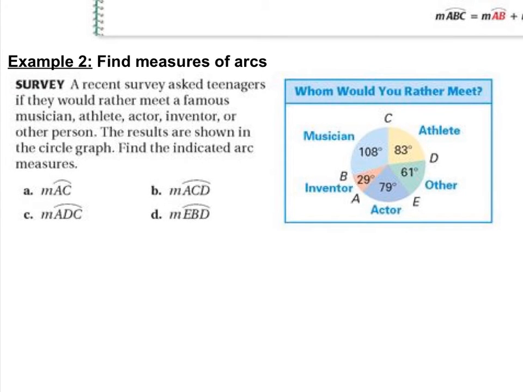Okay, this is a recent survey. Whom would you rather meet? So we know what the interior angles are for all of these. That's what these marks are. Those are all the interior angles. Now they want us to find different arcs. So the first one they want us to find is arc AC.